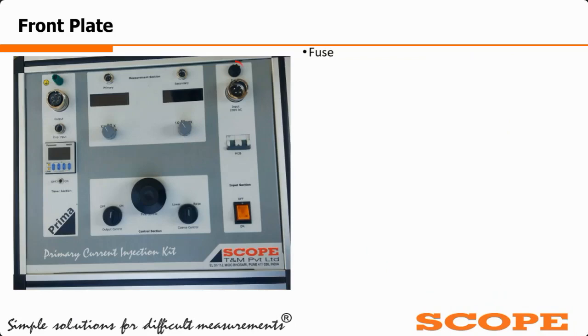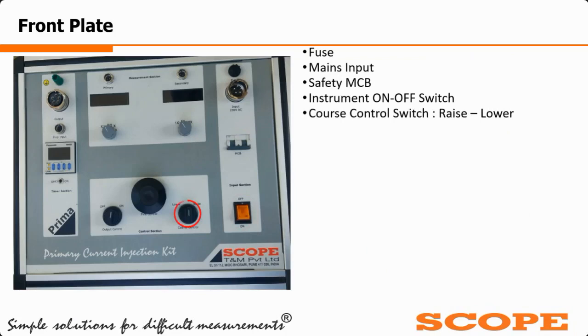So the first one is the fuse we have provided from the safety point of view. Then mains input. Here we have to connect single phase AC supply. Then safety MCB we have provided. Instrument on off switch. Then coarse control facility to raise and lower the current. Then fine control facility with the help of a rotary knob. We can set exactly the current we want with the help of fine control. Then output on off switch. The actual instrument will start the current injection after the output on off switch is turned on.